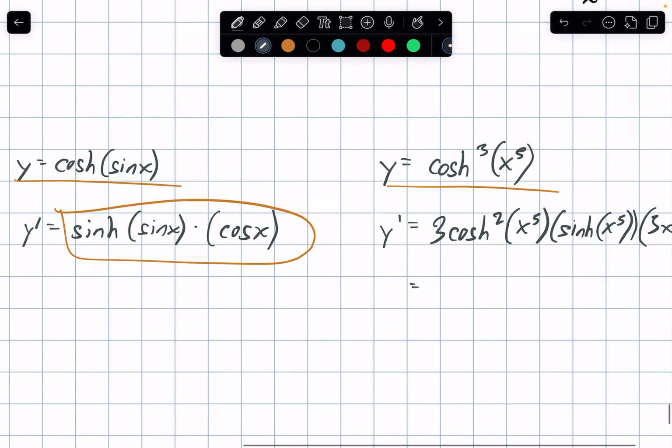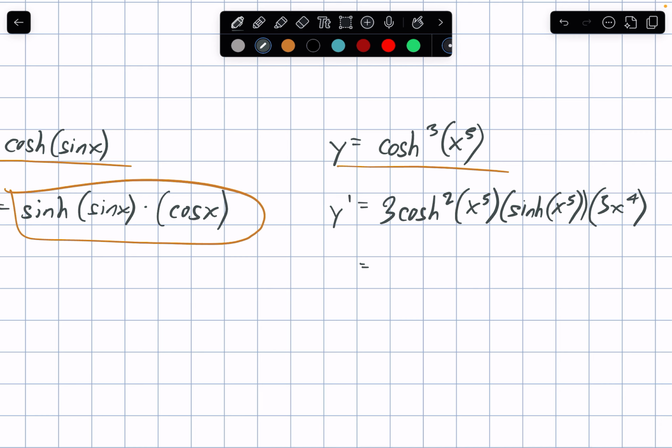So, 3 times 5 is 15x raised to 4. You cannot multiply this with this. Again, this is one whole term. You cannot separate the x raised to 5, if you get what I mean. That's it.